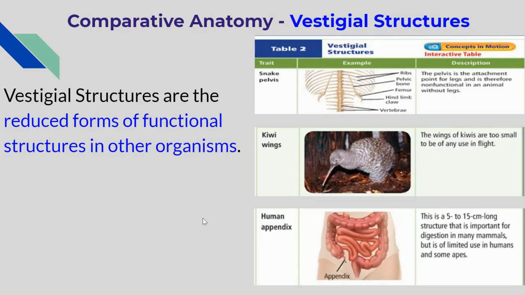All right, let's talk about what vestigial structures are. Vestigial means it's a structure that has a reduced form or function in a certain organism. We have a theory that potentially the reason why that structure is even there is because it is from some organism that we evolved from.